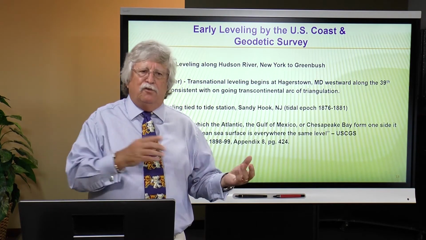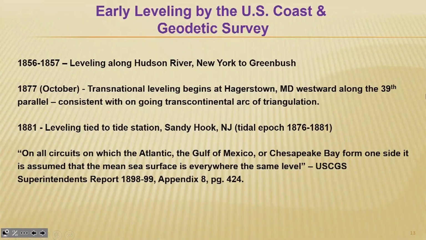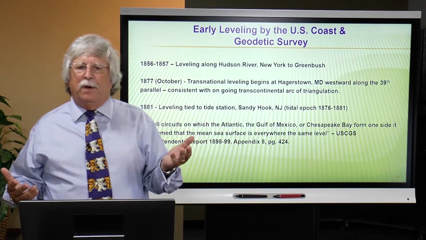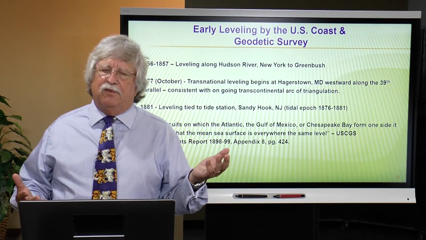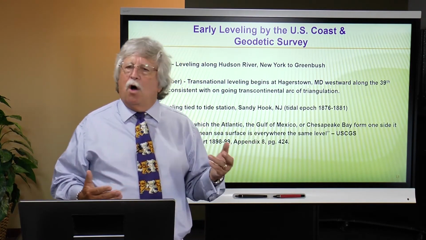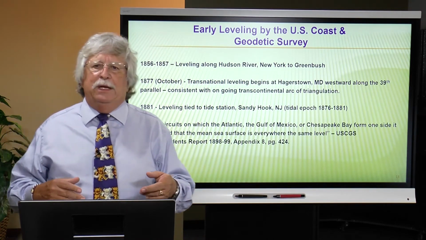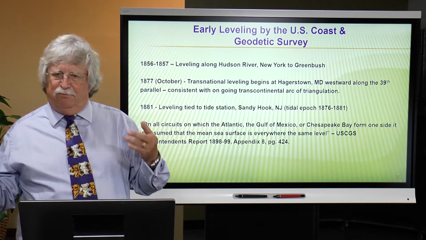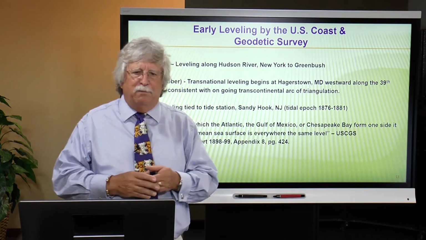At that time, the Coast and Geodetic Survey was already in the process of performing the transcontinental arc of triangulation, that is, connecting the East Coast and the West Coast by the technique of triangulation, so we'd have a consistent horizontal datum. And at that time they made the decision that they were going to perform leveling roughly along the same route, which was the 39th parallel. So beginning in October of 1877, they start leveling from the town of Hagerstown, Maryland, from a benchmark called A. It's still there today. If you happen to be in Hagerstown, Maryland for any particular reason, go to the courthouse and you'll find benchmark A.